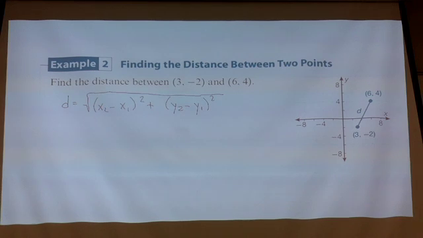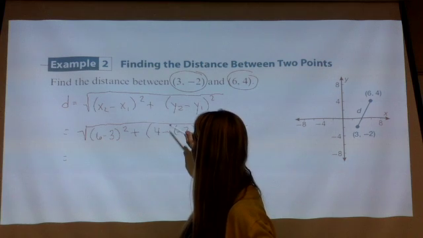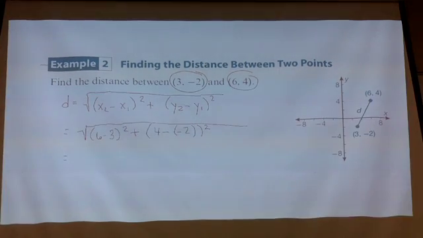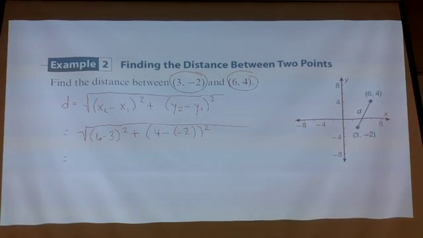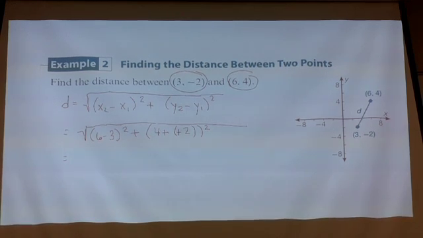Okay? All right, so I'm just going to use, this is my first one, this is my second one. So when I substitute those in, I've got 6 minus 3 squared plus 4 minus a negative 2 squared. Okay, as a reminder, I'm going to change this guy right here. I don't like how that's written, so I'm going to add the opposite. So you're essentially going to add them together. So add the opposite, it makes it much simpler.